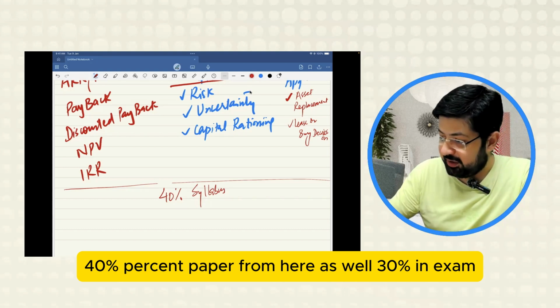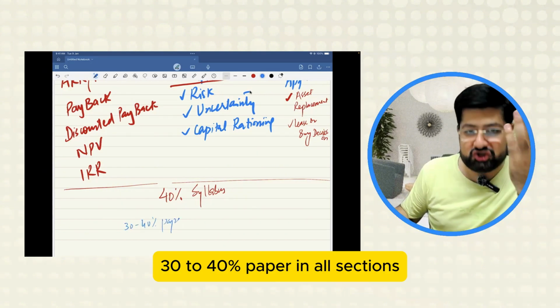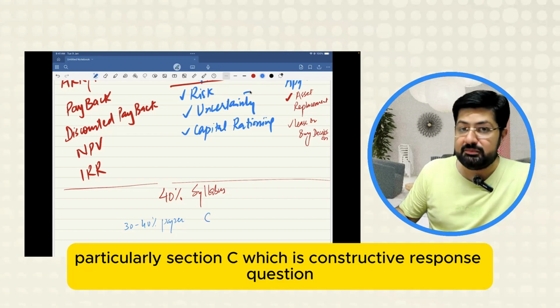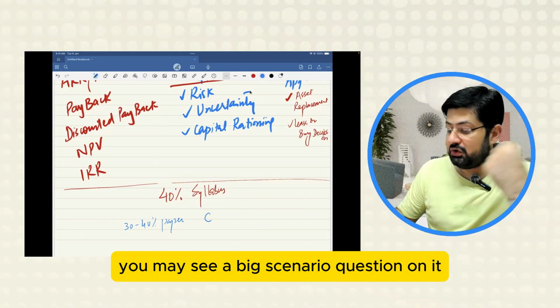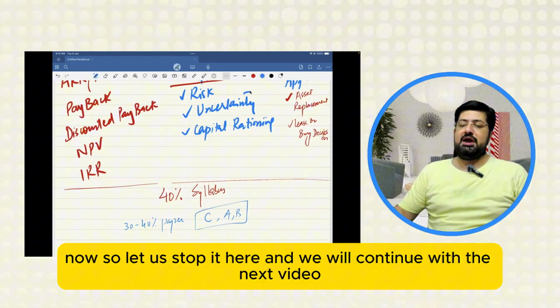So 40% of the syllabus, and in the exam, you are expected to see around 30% to 40% of the paper from here as well. 30 to 40% of the paper in all sections, particularly section C, which is the constructed response question. You may see a big scenario question on it. And of course, sections A and B are there as well.